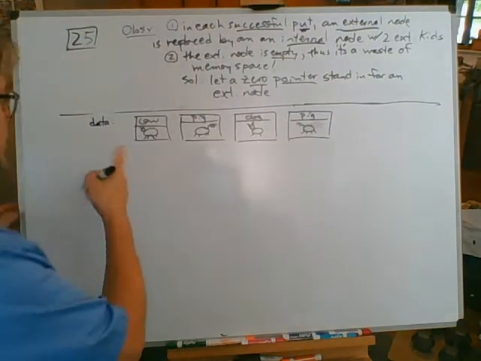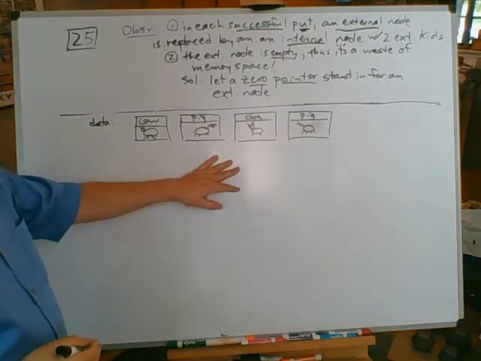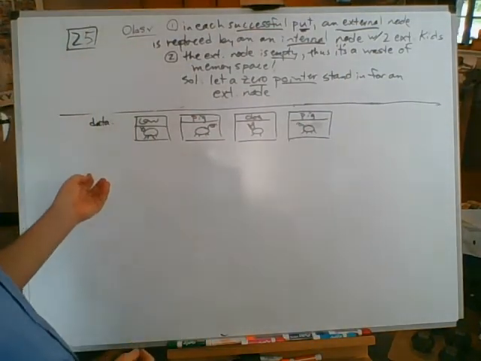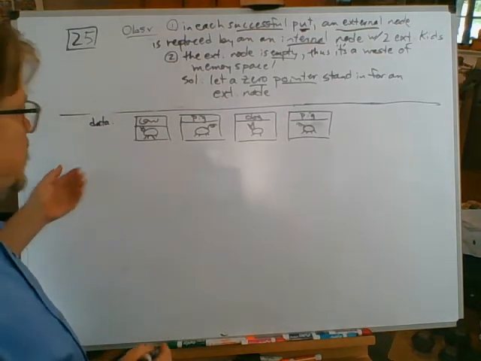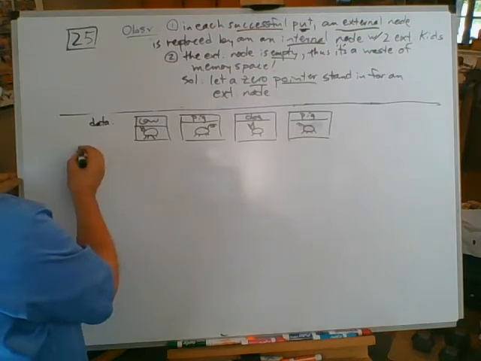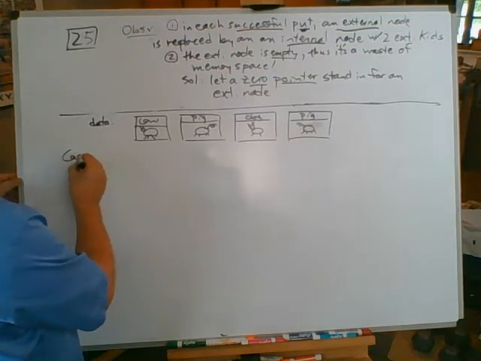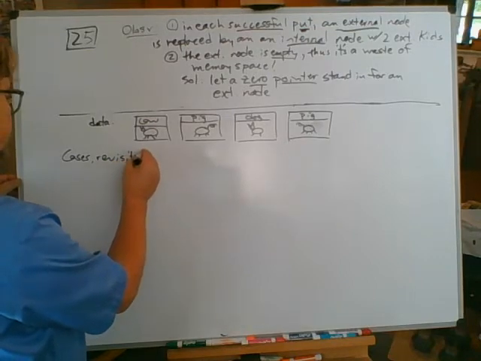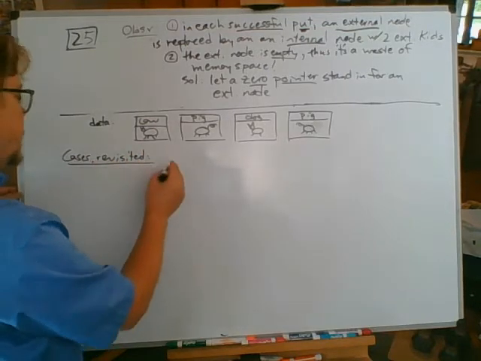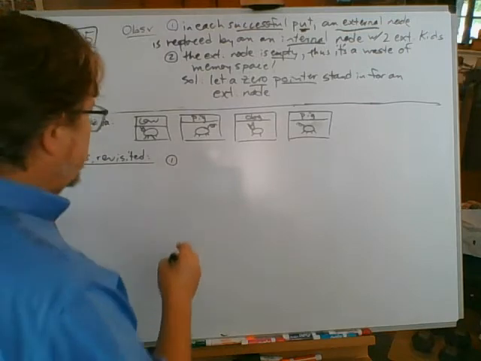I've relisted the data so that we can go through this again. It's exactly the same data, so you don't have to copy that down again. But we've got cow, pig, dog, pig that we want to insert into our dictionary. I'm going to call this cases revisited, or cases revised. And case one was when we had an empty tree.